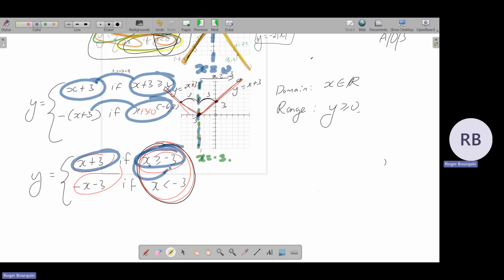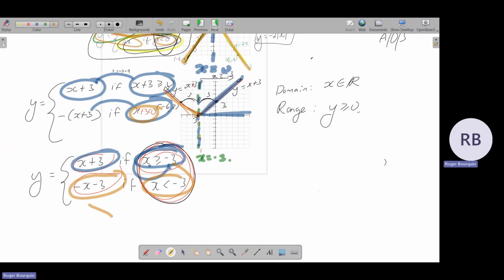So when x coordinates were bigger than minus 3, which is this area over here, I drew the graph y is equal to x plus 3. But when the x coordinates were to the left of negative 3, I drew the straight line graph with a negative gradient, y is equal to negative x minus 3. We did one more, I'll show you one more like that, then we'll have a break.